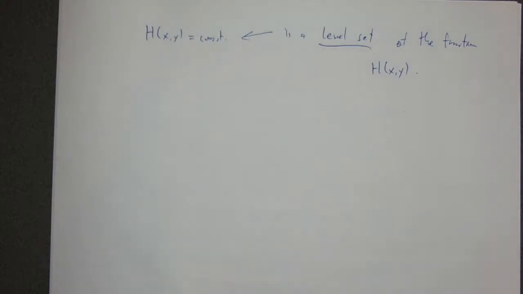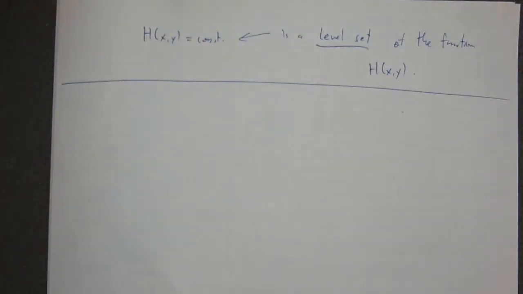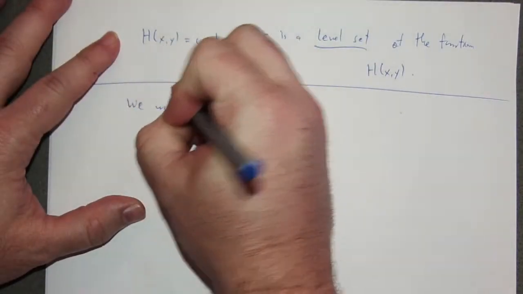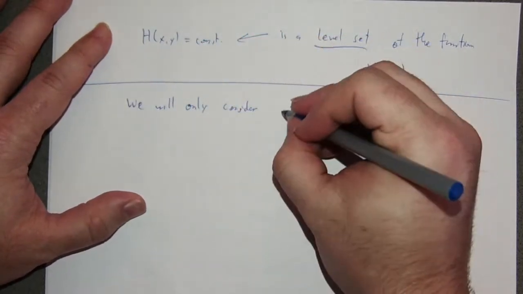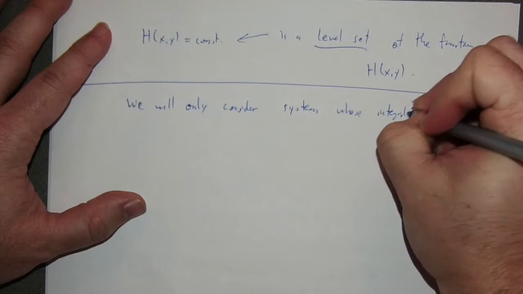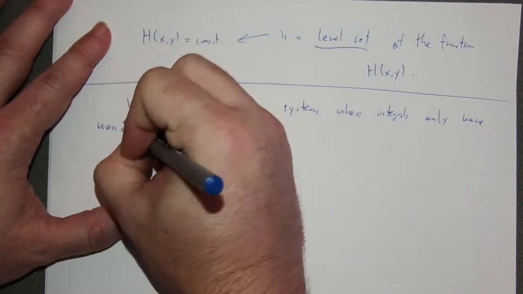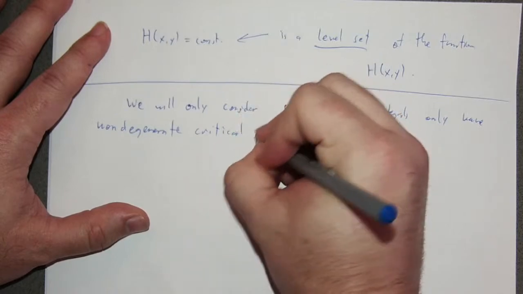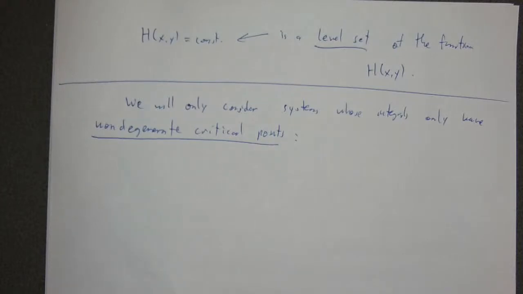All right, so then let's see how to draw this picture. We are going to only consider systems whose integrals only have non-degenerate critical points. What is a degenerate critical point?